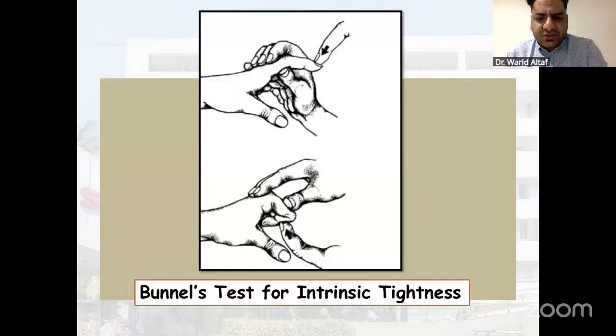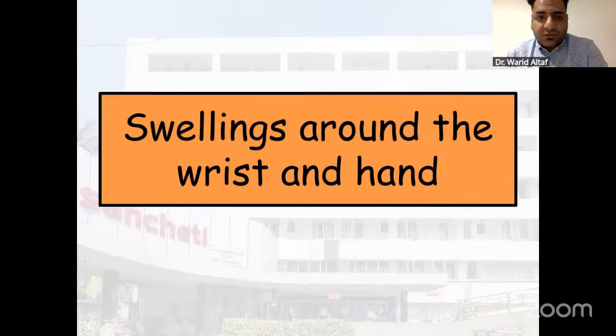Bunnell's test for intrinsic tightness. You flex the wrist, flex the IP joint, and then try to extend the metacarpophalangeal joint. You should know, I think maybe this may not be asked to you in your postgraduate exam, but for anybody who knows this, it's always better.